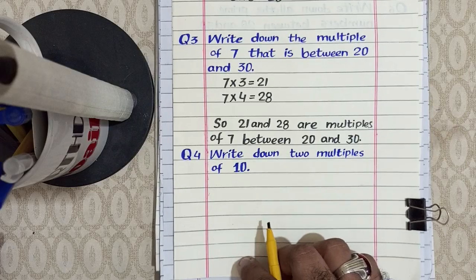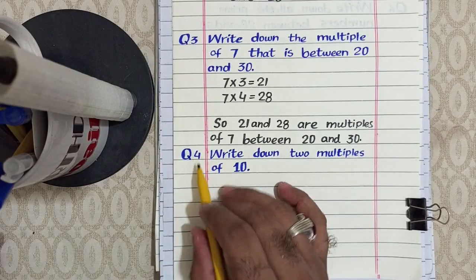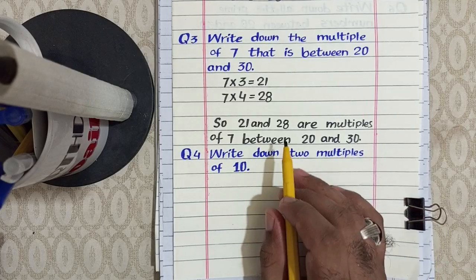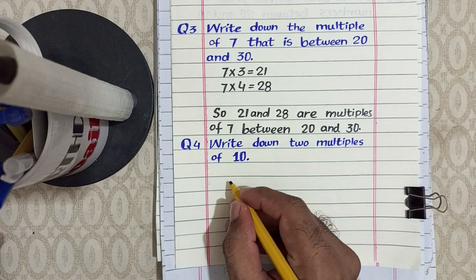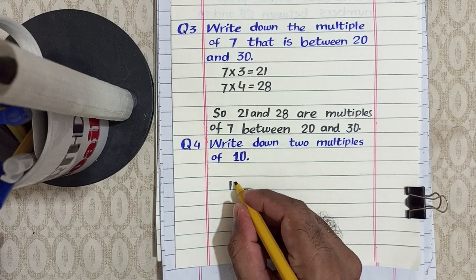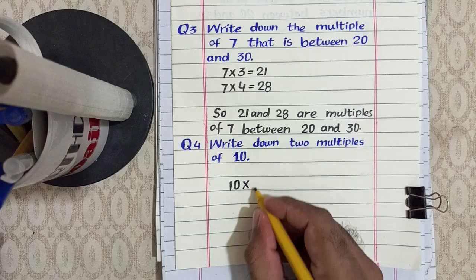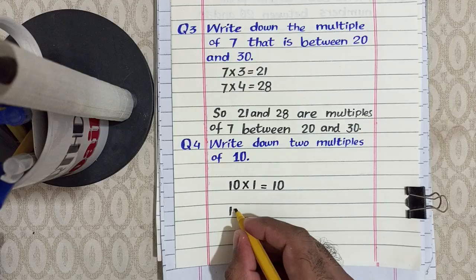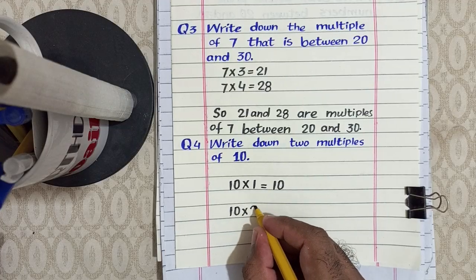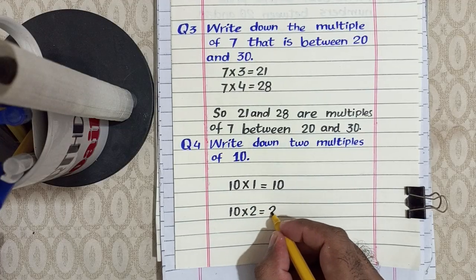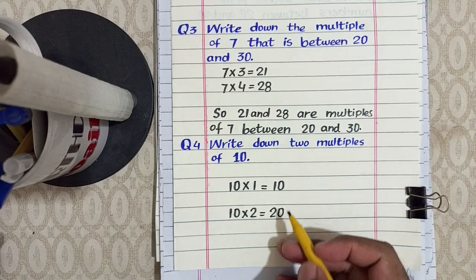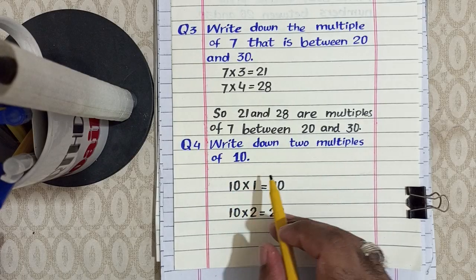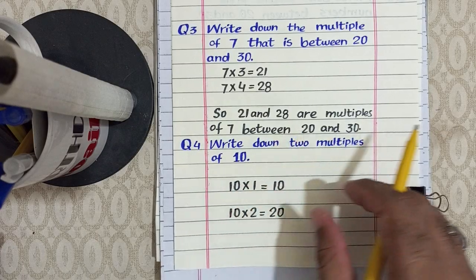Now our next question 4. In question 4, write down two multiples of 10. So we multiply 10 with 1, which is equal to 10. And if we multiply 10 with 2, the answer is 20. So 10 and 20 are two multiples of 10. I hope you got it.